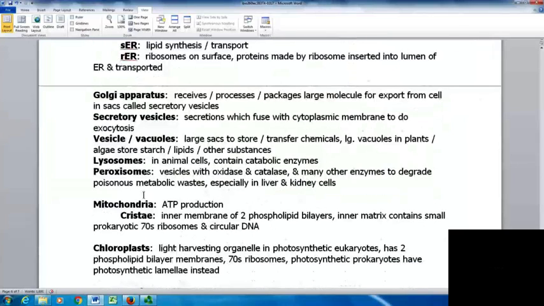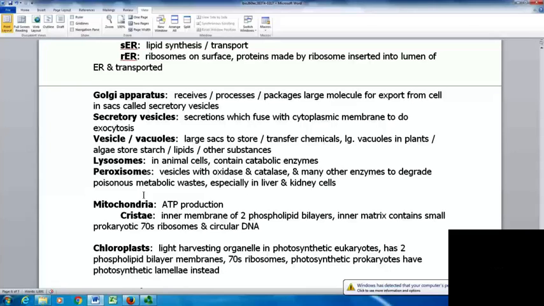Your Golgi apparatus is going to receive, process, and package large molecules. This will get them ready to export from the cell in sacs called secretory vesicles. The secretory vesicles are these secretions that will fuse with the cytoplasmic membrane and do exocytosis. A vesicle or a vacuole is a large sac that's used to store or transfer chemicals. We see large vacuoles in plants and algae to store starch, lipids, and other substances.